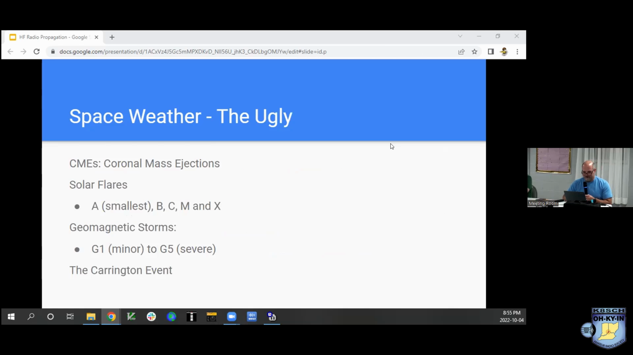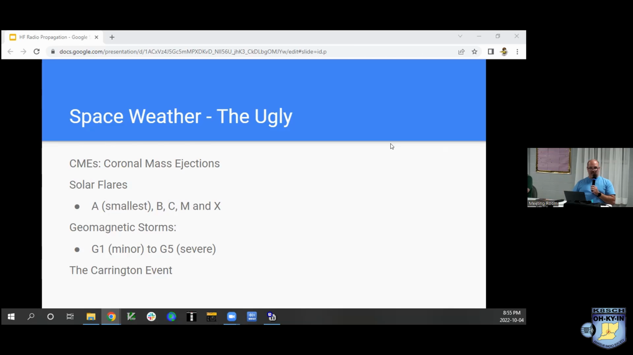So here's the ugliest space weather. That's normal stuff that happens every day. This is the CMEs, or coronal mass ejections. That's basically where big chunks of the sun's particles come flying out. Hopefully not at the Earth. Solar flares. You learn about those in school. Just basically a lot of energy leaving the sun at a certain point.